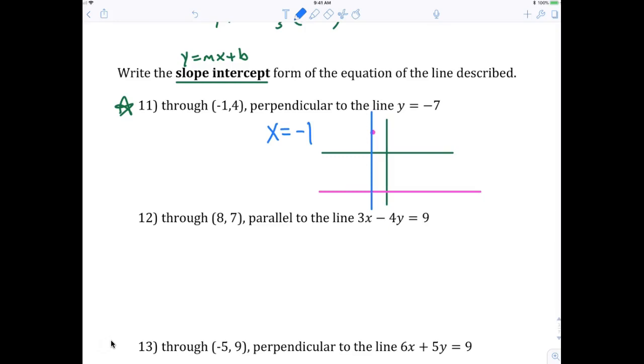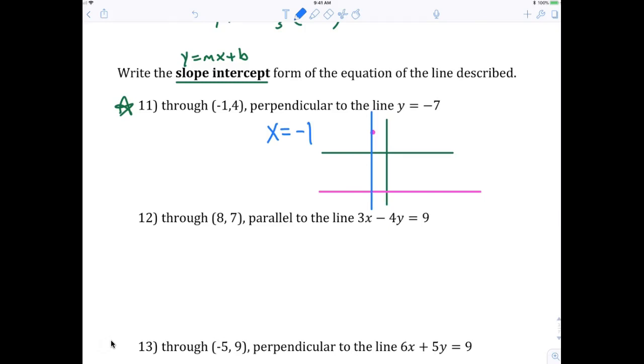If you're parallel to a horizontal, that means you are what? Horizontal. If you're parallel to a vertical, that means you're what? Vertical. If you're perpendicular to a horizontal, that means you are vertical. Hopefully you're visualizing. And if you're vertical, perpendicular would make you horizontal. Everybody agree with that? And again, I'm not even asking you to remember all that.